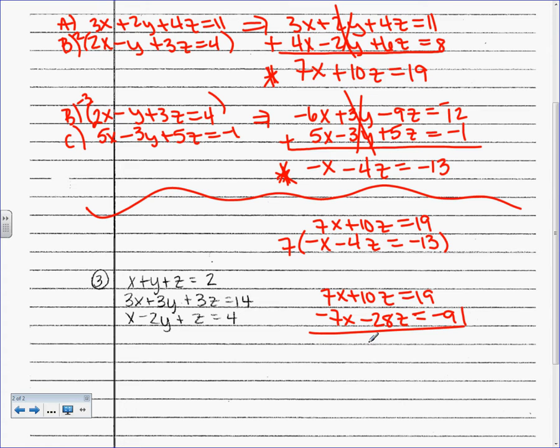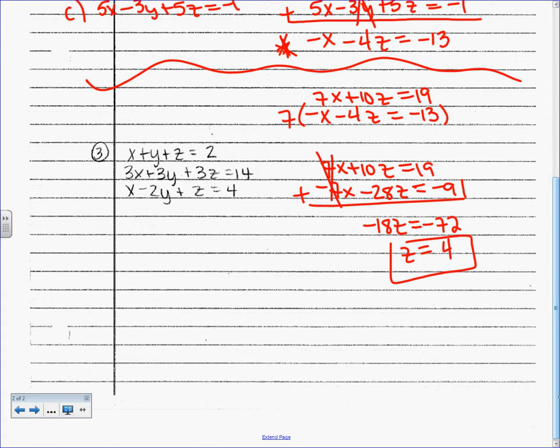Okay. So eliminate, people. What am I going to do? Add or subtract? Add. That really does eliminate. And I get negative 18z equals what? Negative what? 72. And then what's z? 4? So I literally just found an answer. Z is 4. I'm going to circle it.